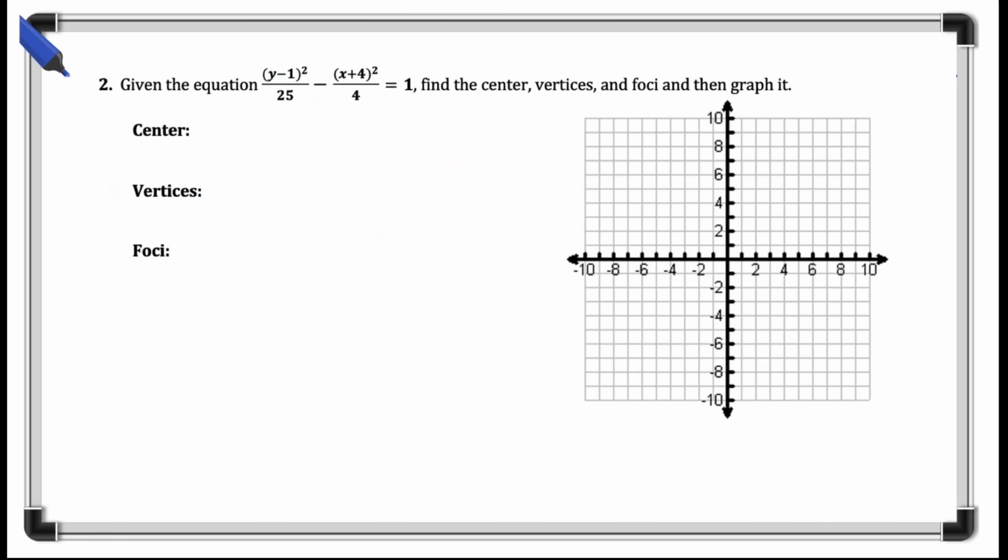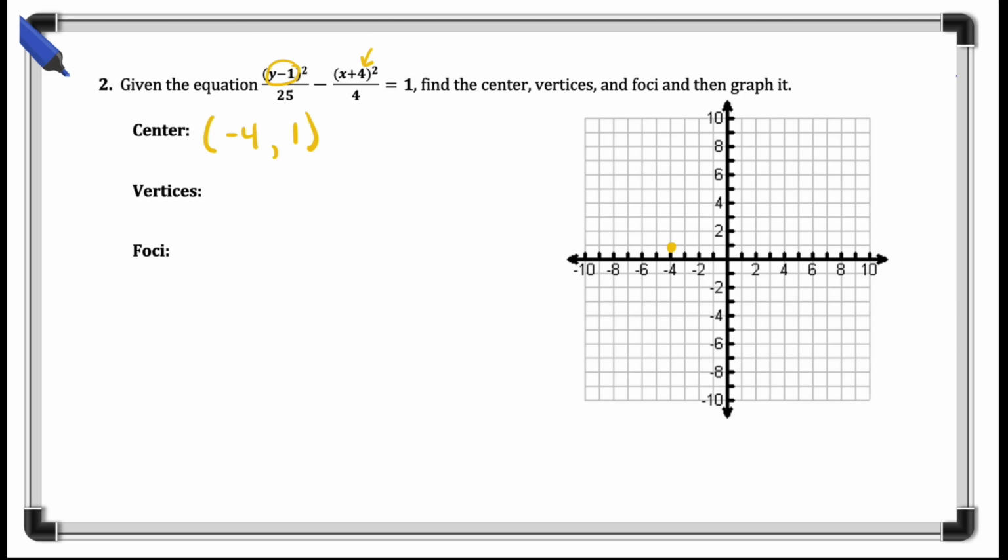Okay, in question number 2, again, we are finding our center. Now your x is second, which means the x coordinate is going to be -4. Your y is first, so that is going to be +1. And you've got -4, 1 here for your center.